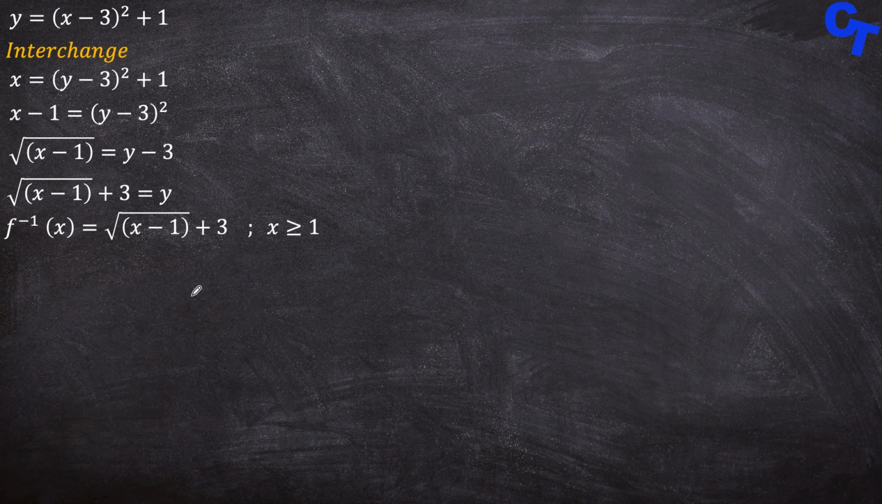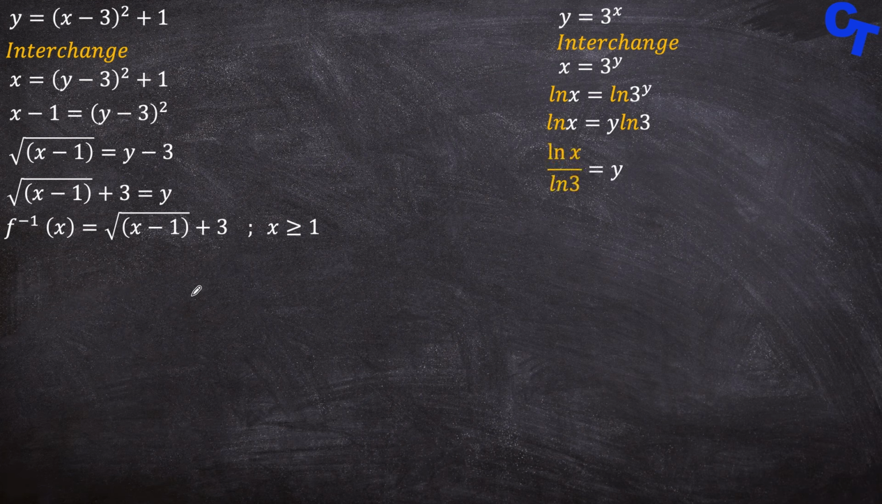Okay, that is good. So what if we have a function like this one? It's easy, don't panic. What we're going to do is interchange x and y, then make y the subject of the formula. So it's going to be x is equal to 3 to the power y. Now, let's take the logarithm on both sides. So we're going to have ln x is equal to ln 3 to the power y. From here, you can see that we can drop the power, and we're going to have ln x equals y ln 3. And now we need to divide both sides by ln 3. If we do that, we're going to have our y, and this becomes the inverse.